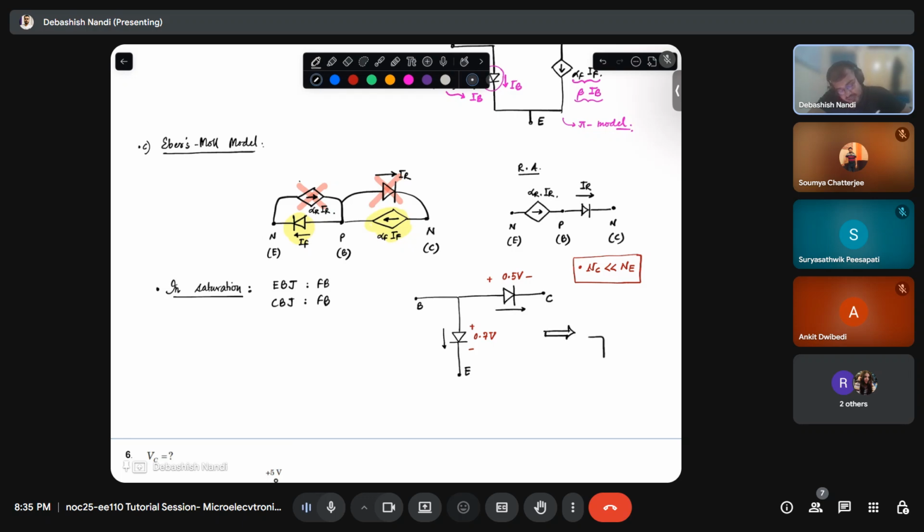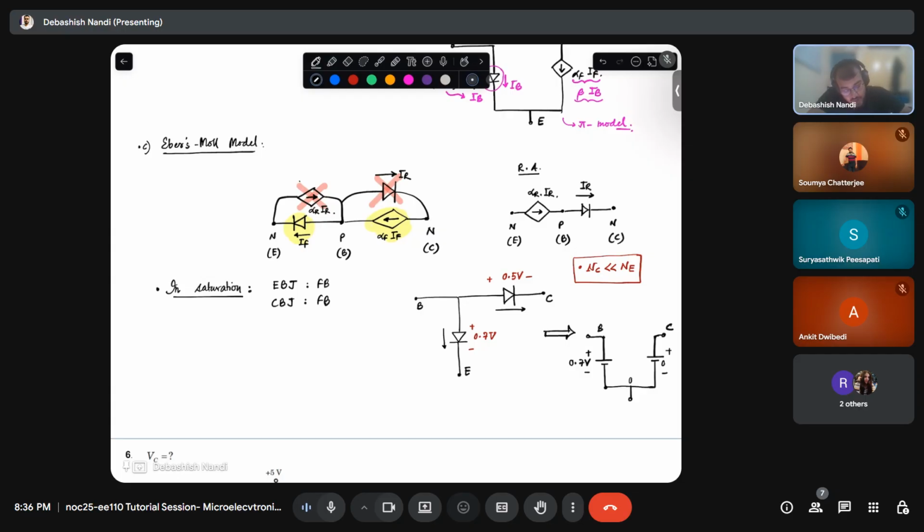this base emitter junction you can replace it as a battery, and you can replace this also as a battery. So let's say assuming this is 0 volt, so this voltage has to be 0.7 volt. It is just the referencing, I am taking it 0. It is not necessary that it is 0, because the voltage difference between these two nodes has to be 0.7 volt. That's all.